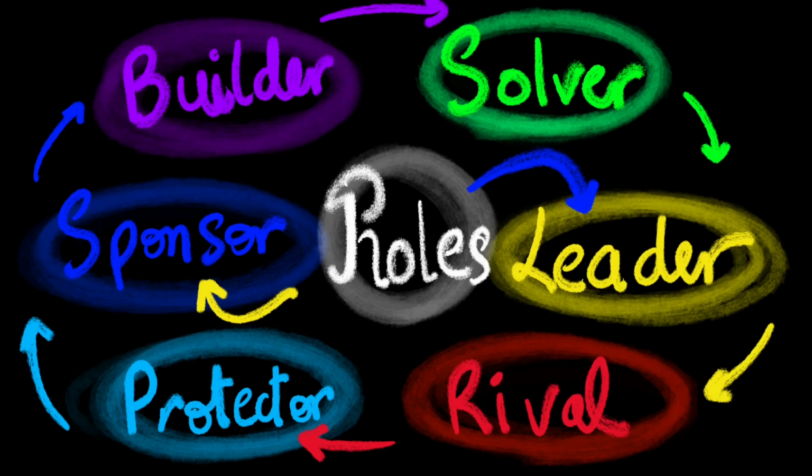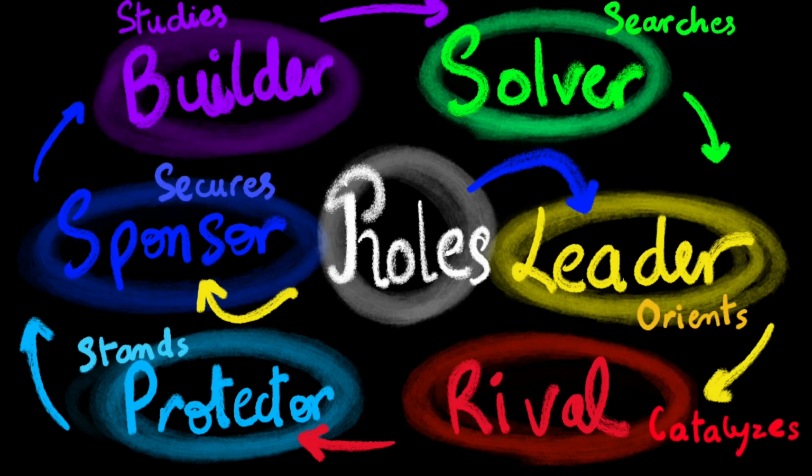For example, the solver works better with the leader and the builder. But there's also a clockwise sense to follow. The solver will support the leader better than the solver could support the builder. Here, a builder will better support the solver. Each of these roles has a main orientation.